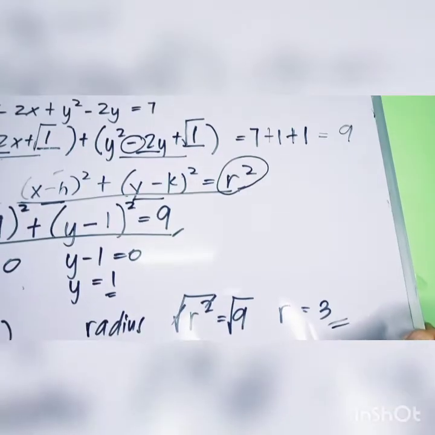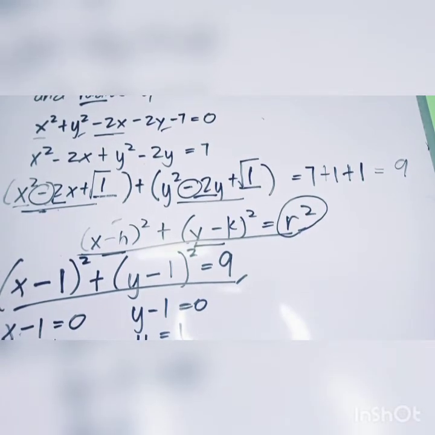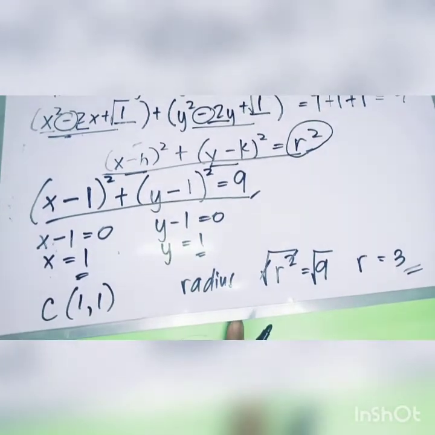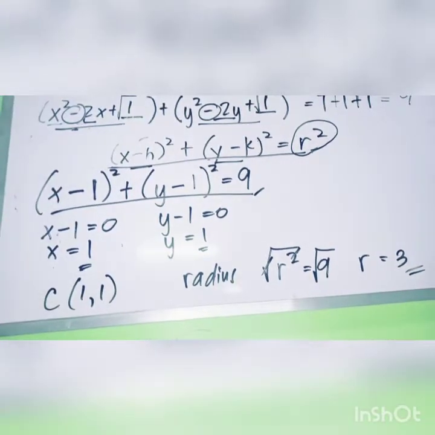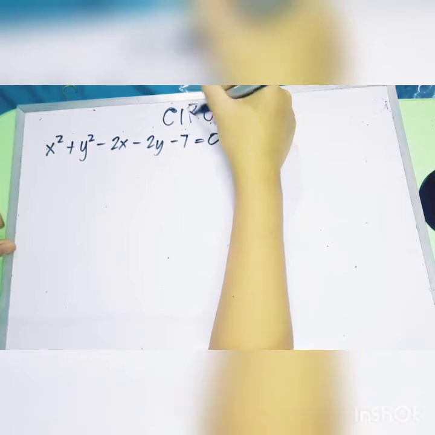Okay, for the general form equation x squared plus y squared minus 2x minus 2y minus 7 is equal to 0, we have the center at (1, 1), and the radius is 3. Okay, now, so let's proceed on graphing the circle.